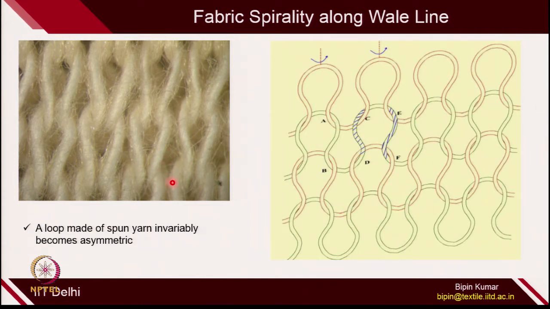This is a big problem, especially with spun yarn, where the wales and the courses do not remain vertical or horizontal, as they were supposed to. So, the courses will take a spiral form. You can see each course is making a certain angle, or if you see the wales also, the left side and the right side of the loop are not perfectly symmetric.